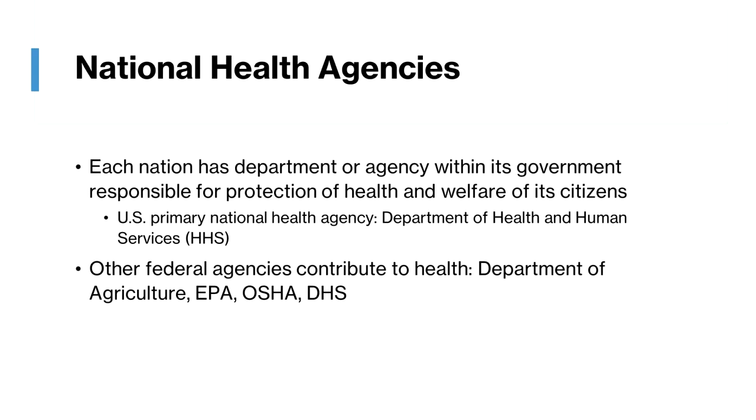So to continue, in the United States, the primary national healthcare agency on the federal level is the Department of Health and Human Services. However, because health has to do with the environment in which we live and work, other departments, such as the Department of Agriculture, the Environmental Protection Agency, and OSHA, Occupational Safety, have to support the Department of Health and Human Services in its mission to protect and promote public health.